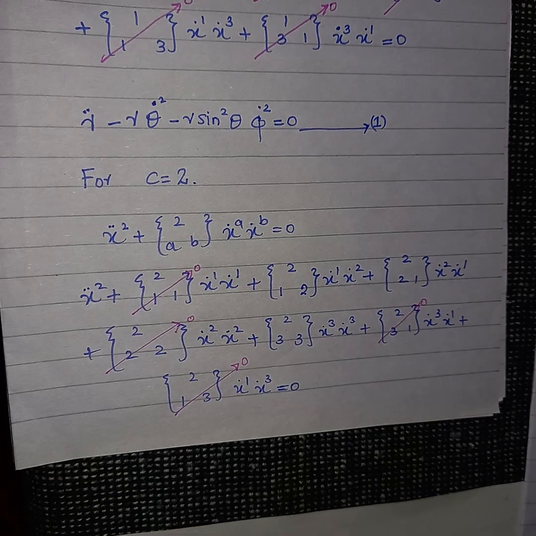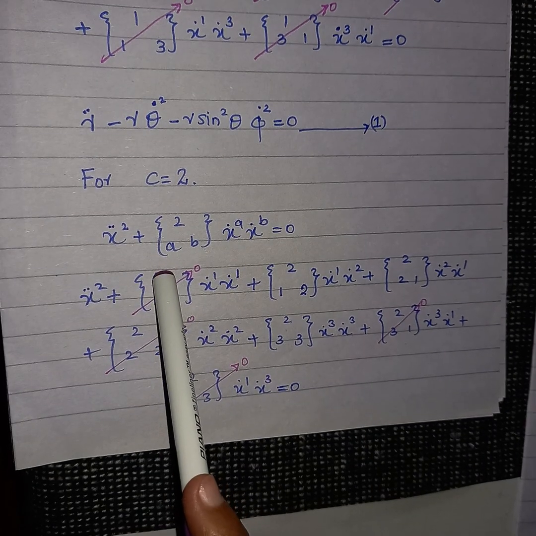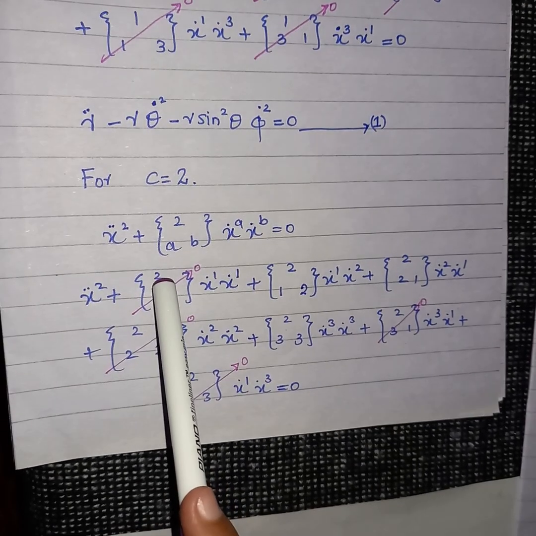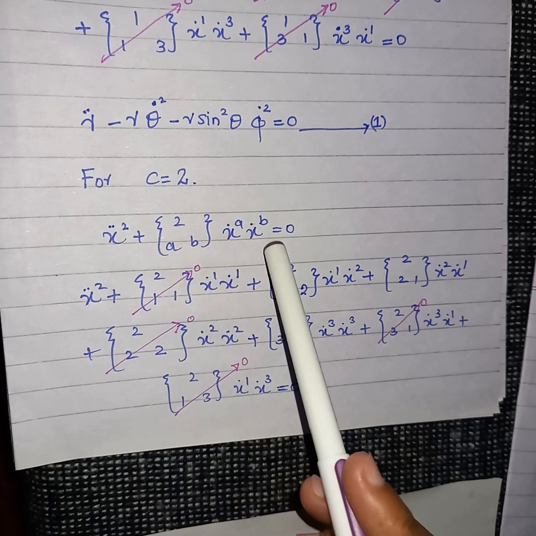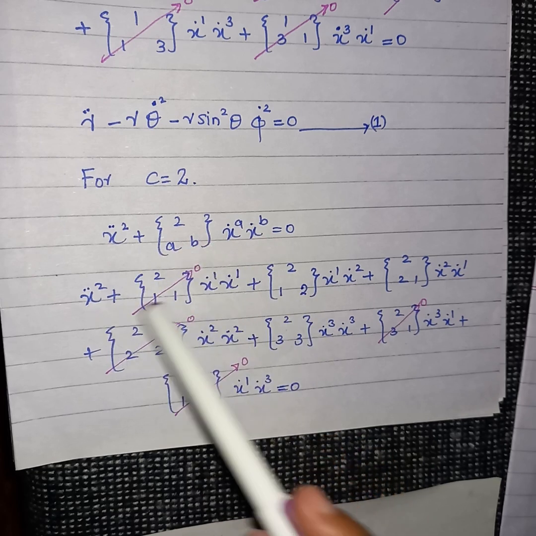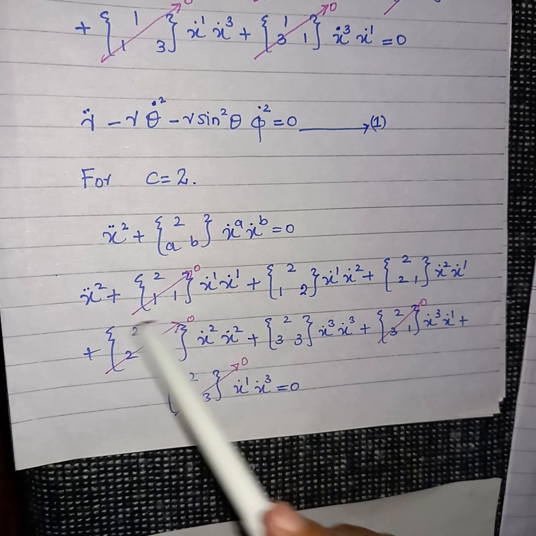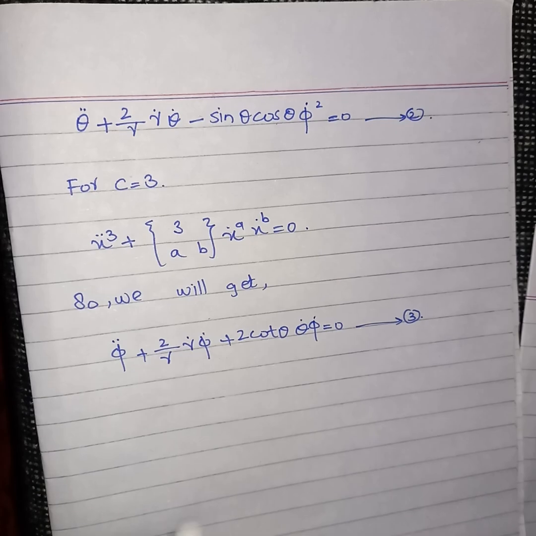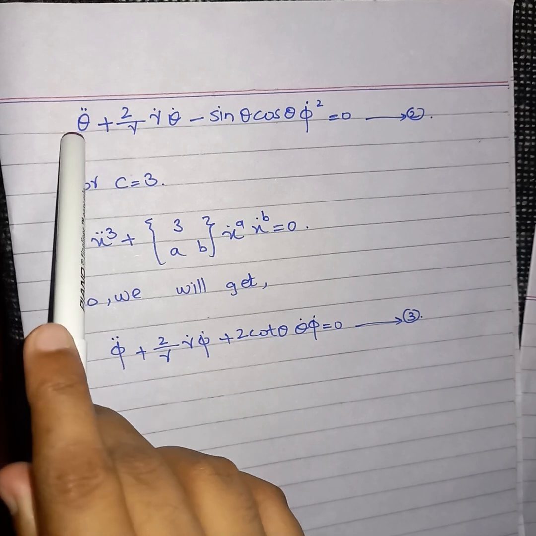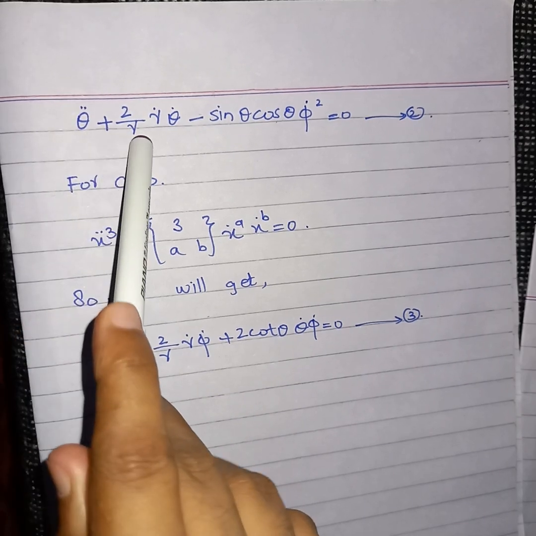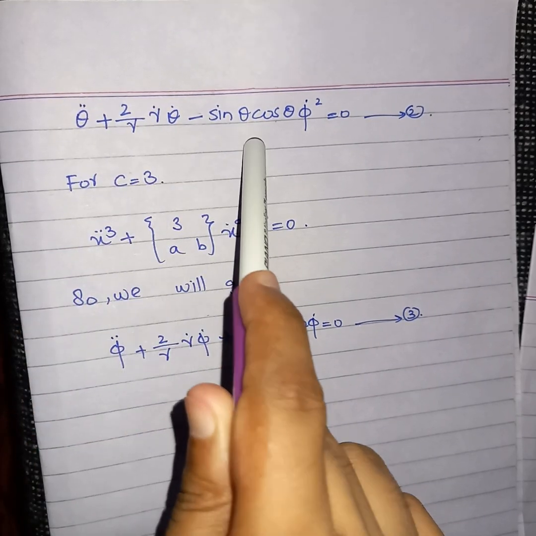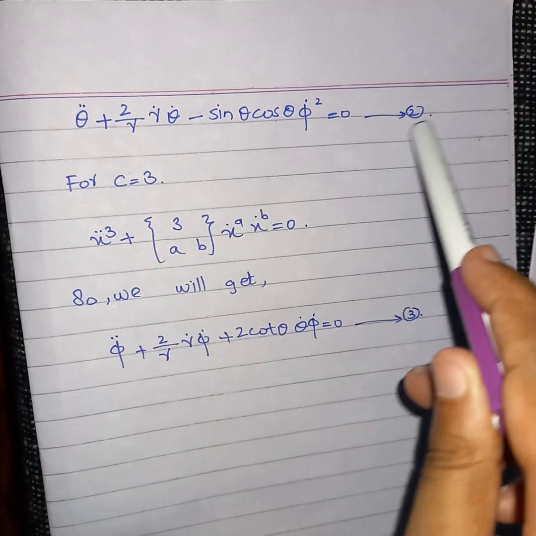Then similarly for c is equal to 2, we will get this equation, and after substituting the value of the dummy index and by substituting the non-zero Christoffel symbols, we get this one, because here x2 represents theta, so theta double dot, and the values of the non-zero Christoffel symbols are given by these ones, so I will get equation number 2.